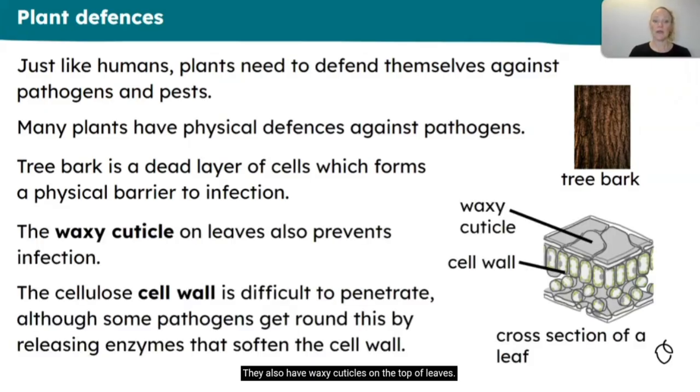They also have waxy cuticles on the top of leaves. If you feel a leaf, you can usually tell which bit is the top of the leaf because it feels waxy. Now that waxy cuticle helps to prevent infection. The cell walls around each one of their cells is also difficult to penetrate. It's made of something called cellulose, which is a long chain of sugars. Although some pathogens get round this by releasing enzymes, and that can help to break down the cellulose and soften that cell wall so that they're then able to get into the cells.